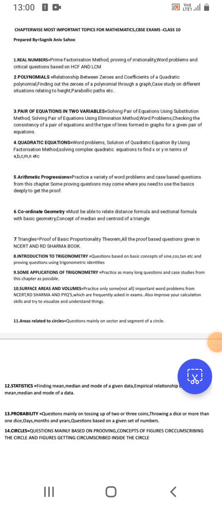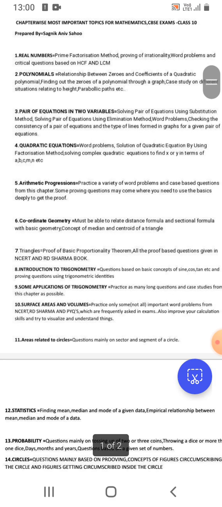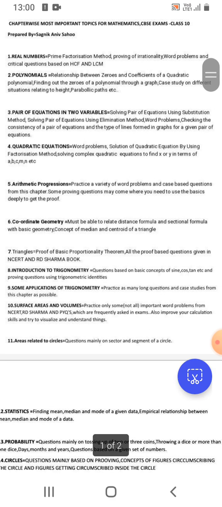Then polynomials. In polynomials, you have relationship between zeros and coefficients of a quadratic polynomial. Mainly the CBSE exam focuses on relationship between zeros and coefficients of a quadratic polynomial. Although in many places, in coaching institutes and all, they teach the relation between zeros and coefficients of a cubic polynomial, of a biquadratic polynomial, but that is only required for your competitive exams and Olympiads.